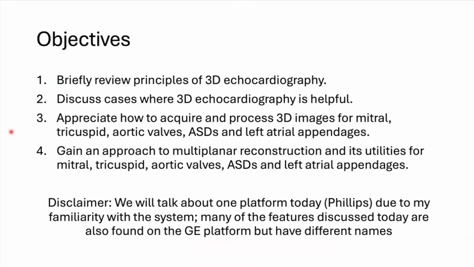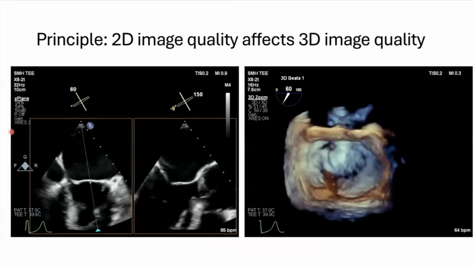We're going to go valve by valve, structure by structure, and discuss cases where 3D echo is helpful. We're going to talk about how to set up your images for the different structures, and then we're going to talk about how to use multiplanar reconstruction and how that can be useful in assessment of these structures. And again, I'll mainly be showing images from the Philips platform because that's what I'm most familiar with, but the principles that we talk about today will be applicable to the other platforms.